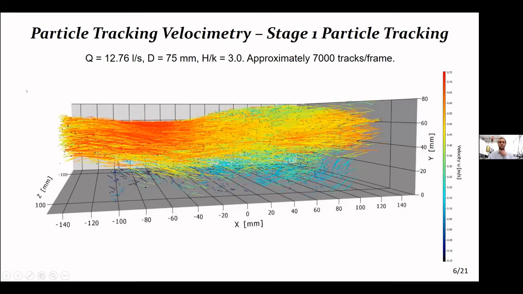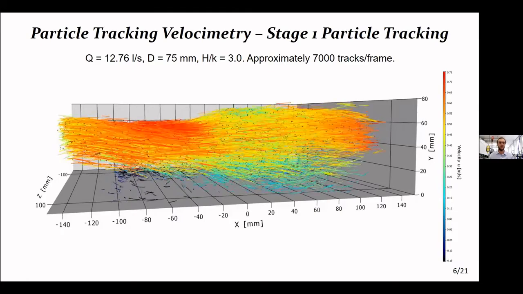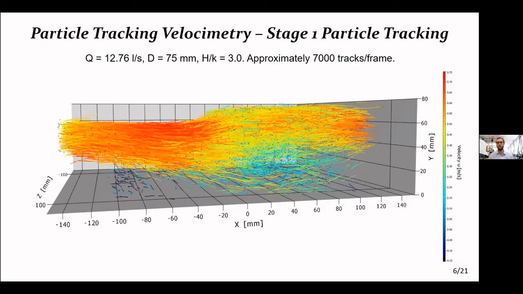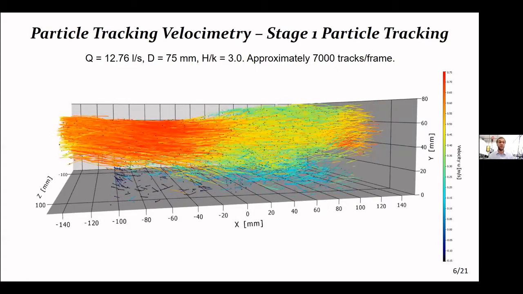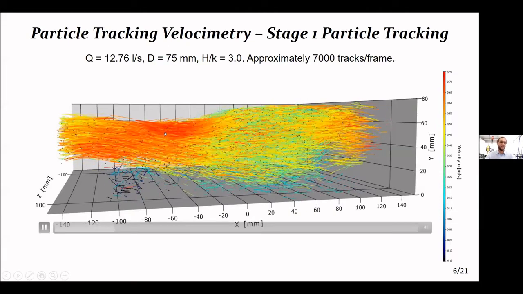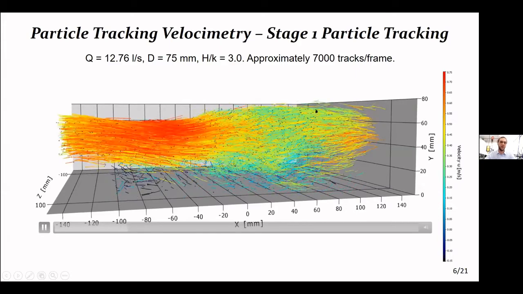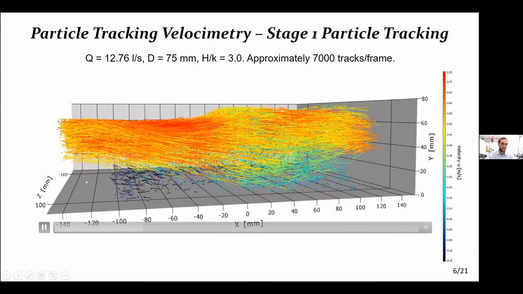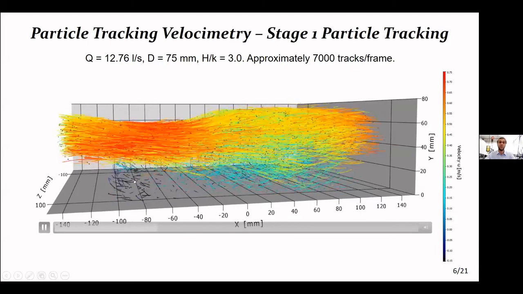Using the software for the PTV, this is the result I got. So at the moment you see the tracks, and the colors represent the streamwise velocity. Of course, the velocity is the highest in correspondence of the hydraulic jump, and then it slows down in correspondence of the bar. So the gap here is the bar. Just downstream there is a recirculation with negative velocities.